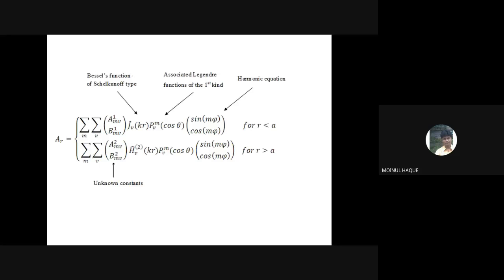Okay, so what I have described to you, just shown in the expression: the unknown constants, the spherical Bessel functions, which are of Solokonov type, then the associated Legendre function, which is of the first kind, then the harmonic equations. That is the phi variations.